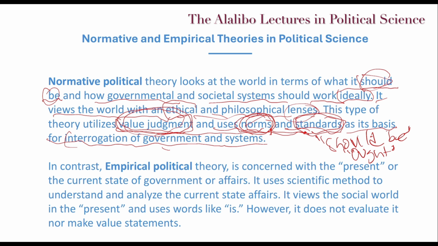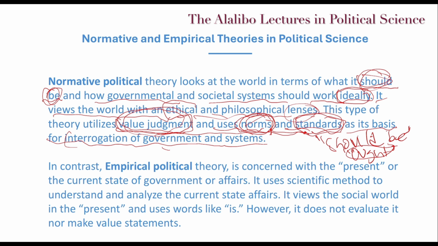Now, students, this is a very important point. Please take note of this. It uses norms and standards. Normative political theory uses norms and standards to determine where government should be. And that's where the should be is coming in. That's where the ought is coming in. And that's where the ideally is coming in as well. This is a very important point that I want you to take down and understand about this theory.